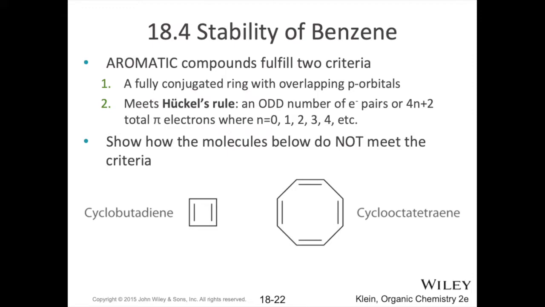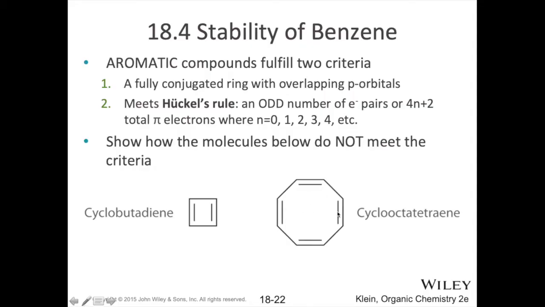But look at cyclobutadiene or cyclooctatetraene. Cyclobutadiene has 2 electron pairs, or 4 pi electrons, right? It's got 4 carbon atoms with its 4 unhybridized p orbitals, and therefore it has 4 electrons, which is an even number, right? All these are going to be even numbers. In terms of pairs, you've got 2 pairs of electrons. 2 is an even number, not an odd number. Or if we took that number 4, notice that 4 does not fit into that 4n plus 2 definition.